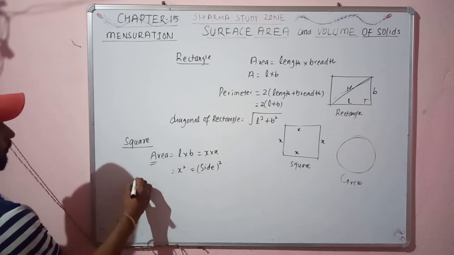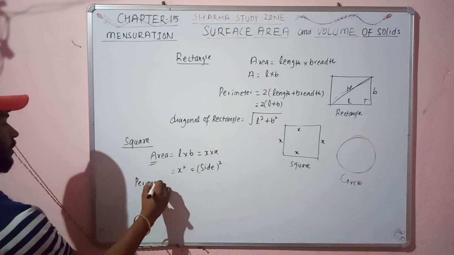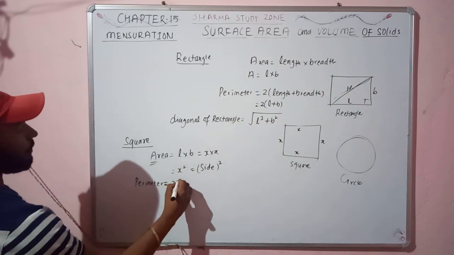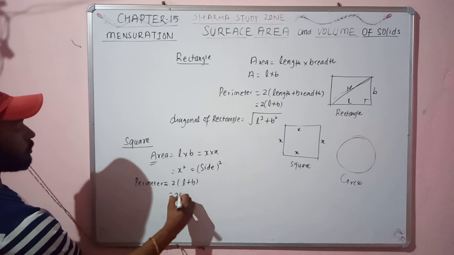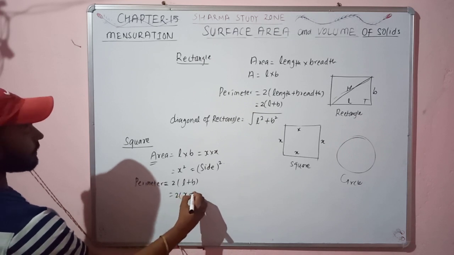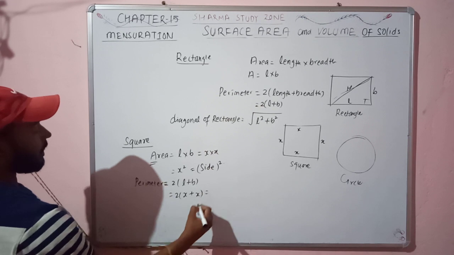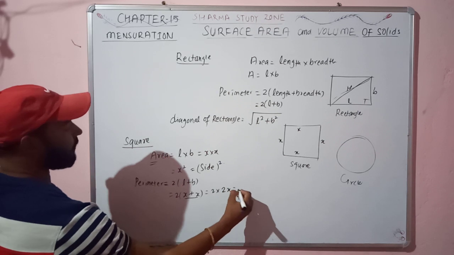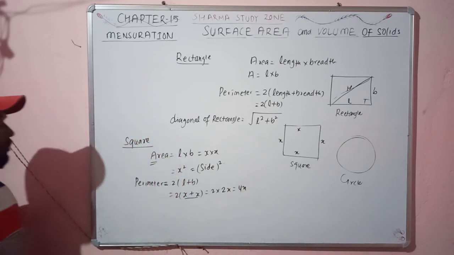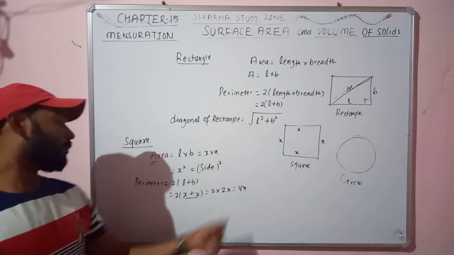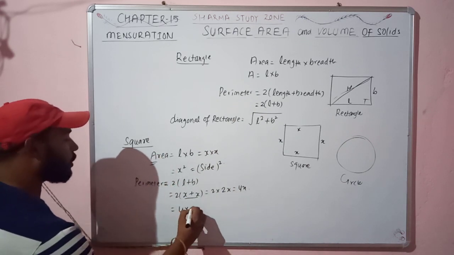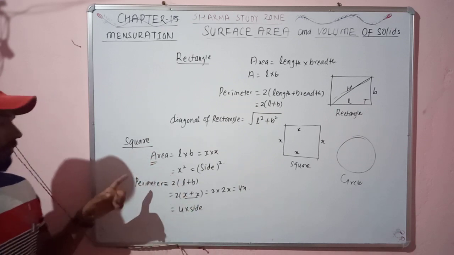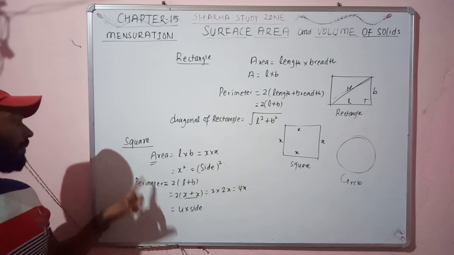Now if we come to the perimeter, the perimeter can be derived from this formula. We have 2 into (L plus B), but in the case of a square, length is equal to x and breadth is also x. It will become 2 into (x plus x), that is 2 into 2x, and it finally becomes 4x. So the perimeter of a square is equal to 4x, or you can say 4 into side, isn't it? Now we have found the formulas for the area and perimeter of a square.